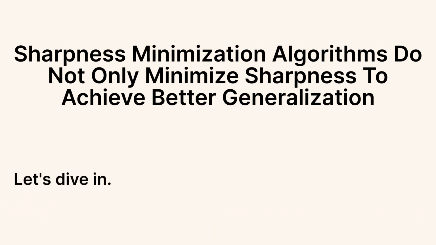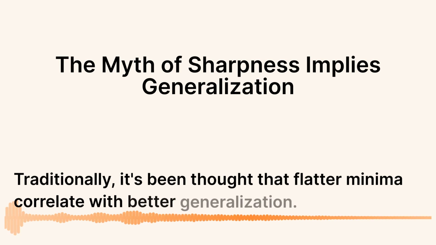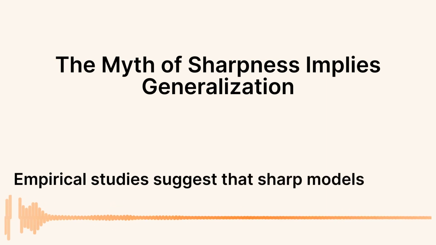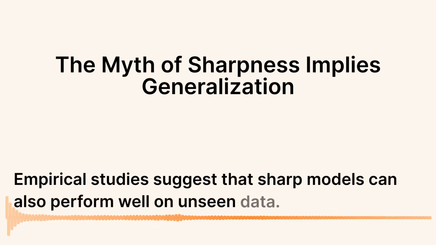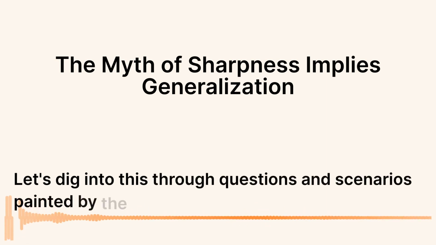Let's dive in. Traditionally, it's been thought that flatter minima correlate with better generalization. But does that always hold true? Empirical studies suggest that sharp models can also perform well on unseen data. Let's dig into this through questions and scenarios painted by the paper.